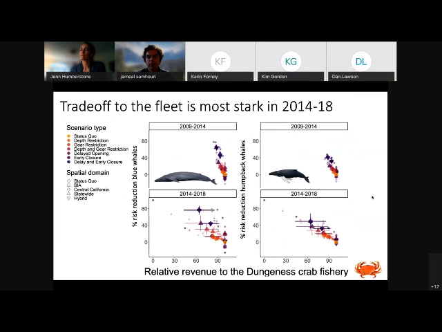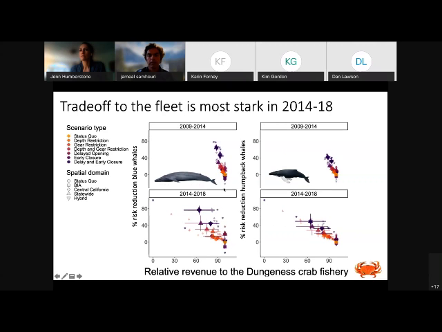Finally, I promised to talk about this in terms of trade-offs, and so I want to orient you to this figure. In the first 5-year time period, we're looking at the top row, the 2014 to 18 time period, we're in the bottom row. We're looking at blue whales on the left and humpback whales on the right. And again, this is thinking back to those efficiency frontiers. You want to be out here. And what we can see is that the trade-offs have become more stark.